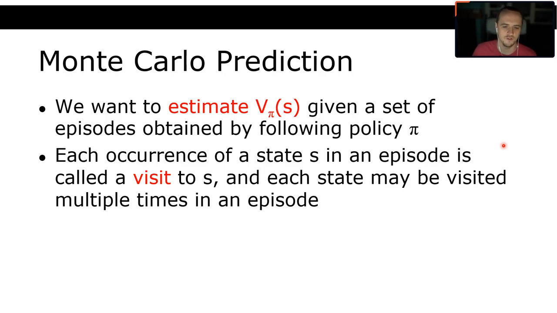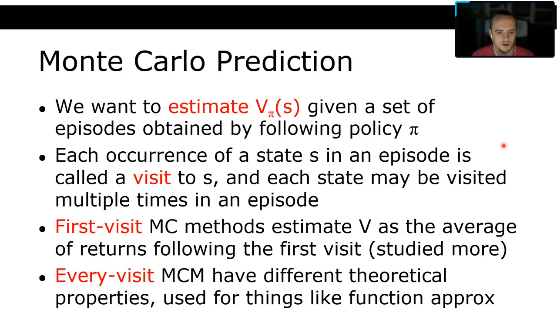There are two main types of Monte Carlo methods. One is called first visit Monte Carlo, and one is called every visit Monte Carlo. I'm going to show the algorithms for these, and I think this will be very clear once we get to the algorithm. First visit Monte Carlo estimates V as the average of returns following the first visit of a state in the episode. First visit MC has nicer theoretical properties, which we don't need to get into. It's studied more, so please look at this in the book. Every visit MC has different theoretical properties, and it's usually used for different things like function approximation. But all we really want to know about is the algorithm: how do we implement this?